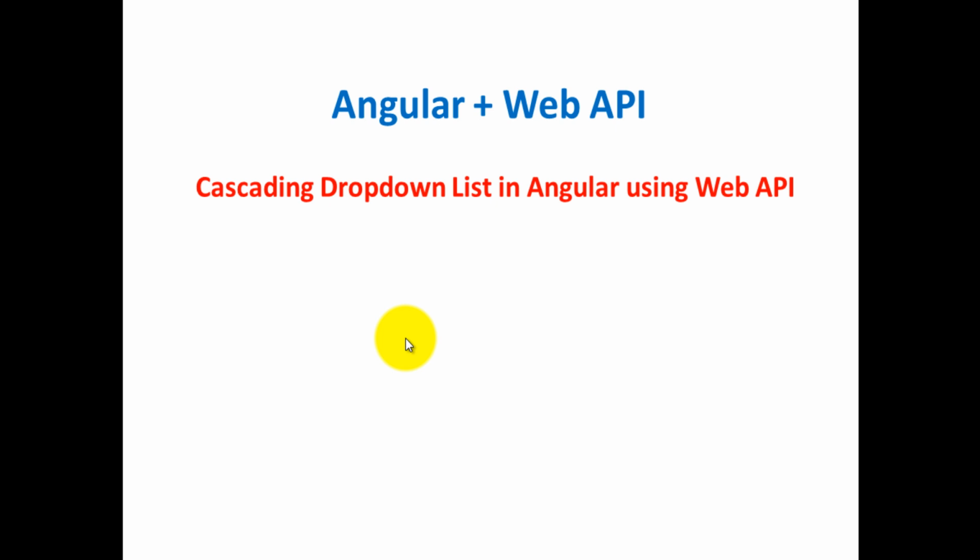Welcome to my channel. In this video, I'll show you how to perform a cascading dropdown list in Angular using Web API. So guys, here it will populate the state name by country name, and it will display the district name by the selection of state name.